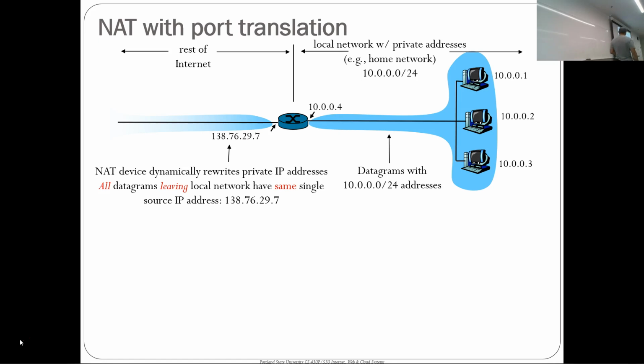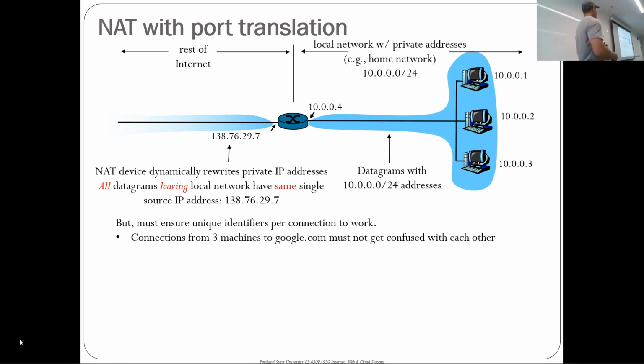138.76.29.7. And then what the NAT device is going to do, it's going to automatically rewrite packets that come from any of the machines on the right, going out to, for example, Google. It's going to take all of the addresses there and rewrite them to use this IP address. Okay?